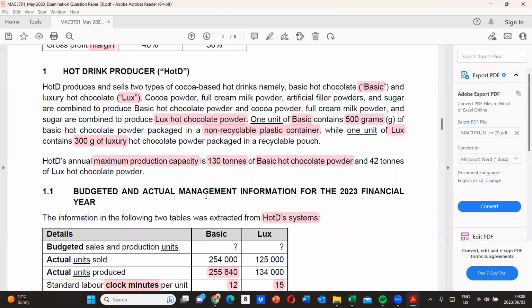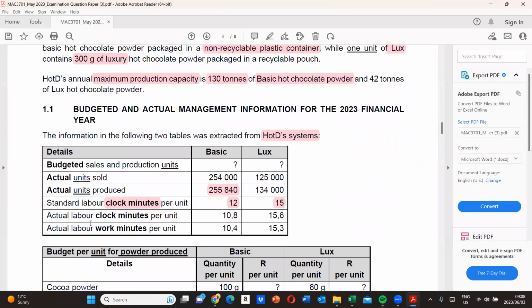How much time is it going to take you? Can you see the actual labor clock minutes per unit? It's going to take you 10.80 to make this. This is the time it's taking you to make one unit. So in this regard, we now need to see how best we can go about it in regard to this question.